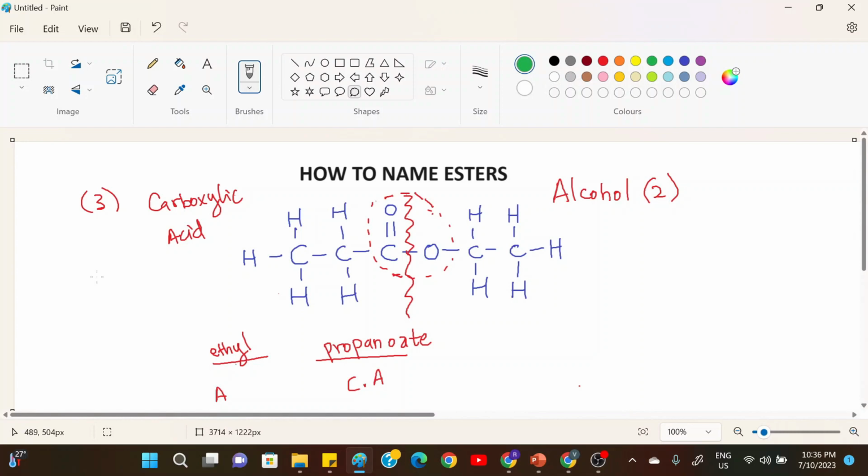Now the -yl and -noate are known as the suffixes. These suffixes are fixed for all ester compounds. So the first part of the name of an ester always ends with -yl. The second part of the name of an ester always ends with -noate. Thus, the name of this compound is ethyl propanoate.